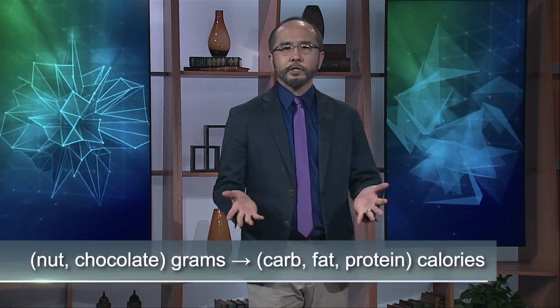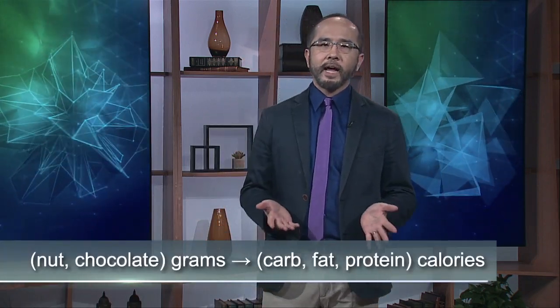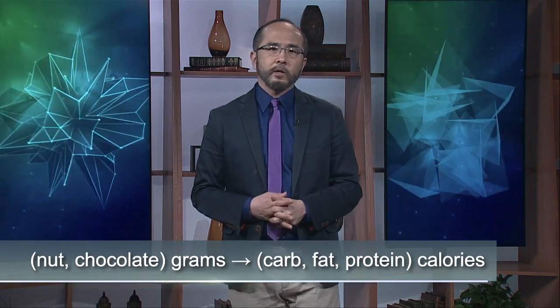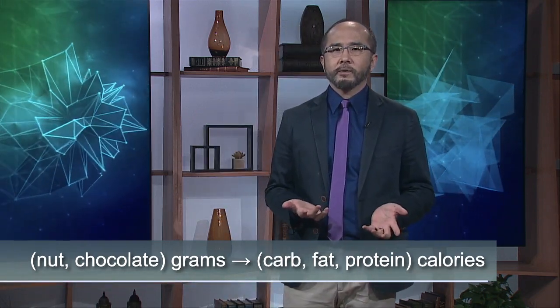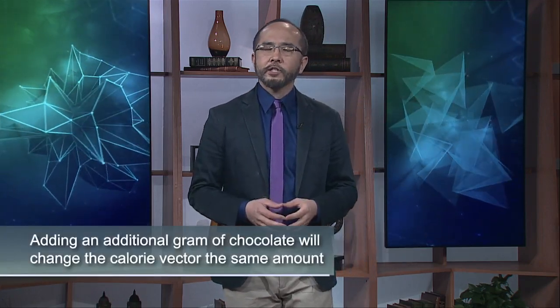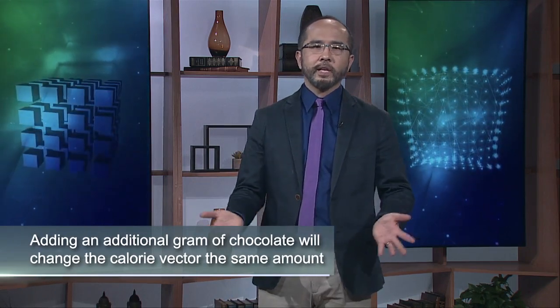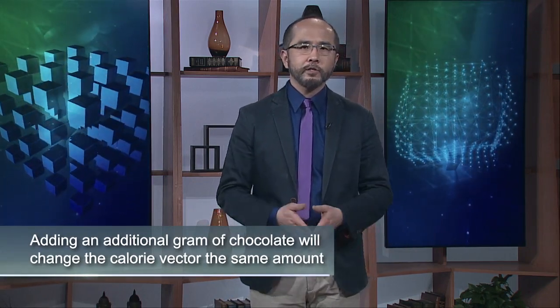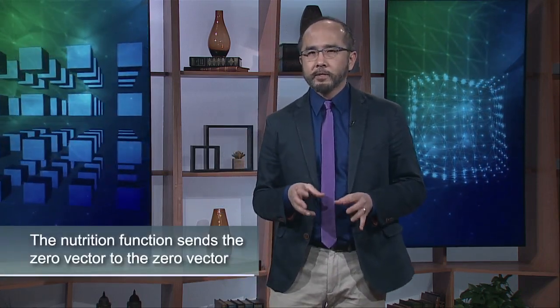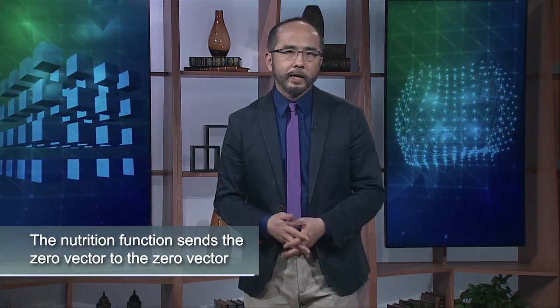If you think back to the nutrition function that takes grams of nuts and chocolates to calories of various kinds, we may not know the actual function that does this, but if you think about how such a function should behave, there are good reasons to believe it must be linear. First, adding an additional gram of chocolate will change the calorie vector by the same amount, no matter how much nut and chocolate has been consumed. So equally spaced inputs, such as adding a gram of chocolate incrementally, lead to equally spaced changes in calories, the way linear functions behave. Secondly, the nutrition function sends the zero vector to the zero vector, another sign of linearity.